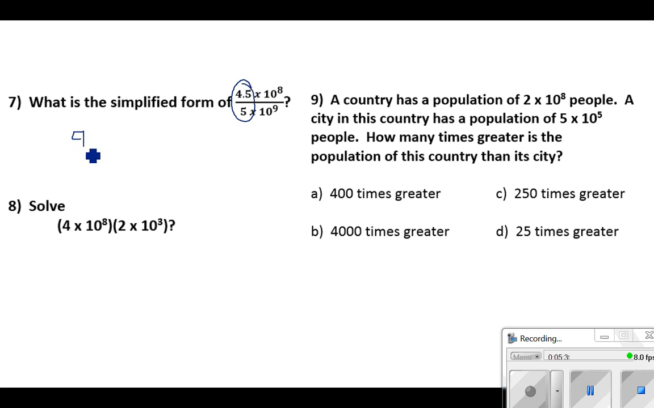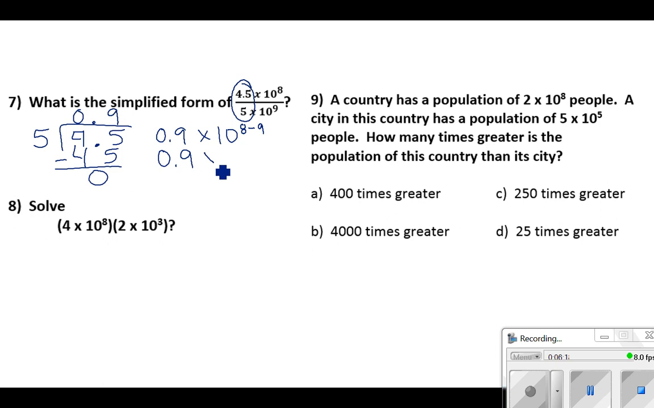So 4.5 divided by 5. 5 goes into 4 0 times. 5 goes into 45 9 times. So we have 0.9, and then we have the times 10, and because it's division, we're going to subtract the exponents. 8 minus 9. So we have 0.9 times 10 to the negative first power.